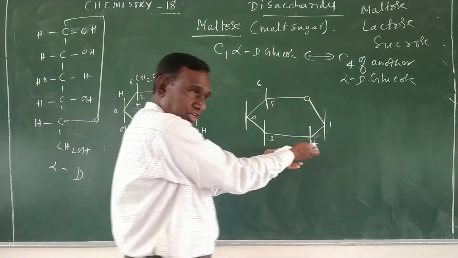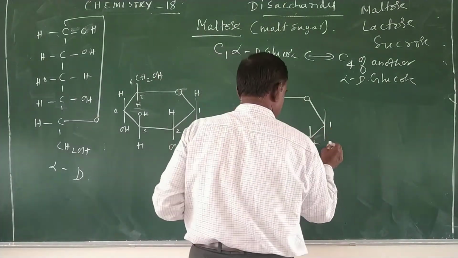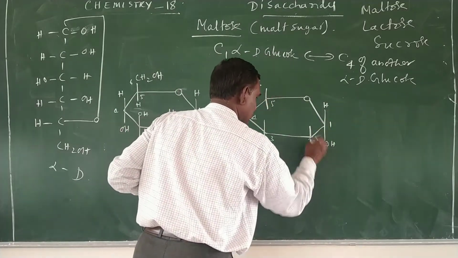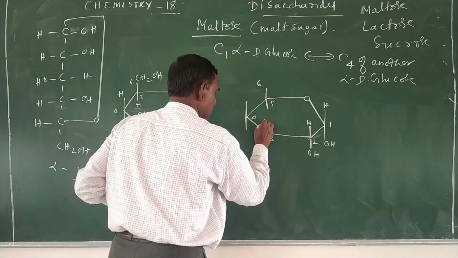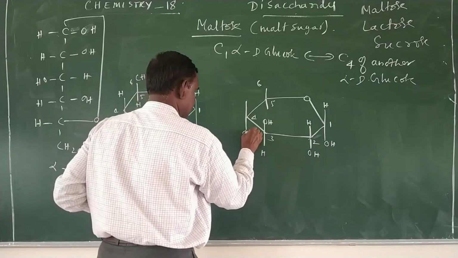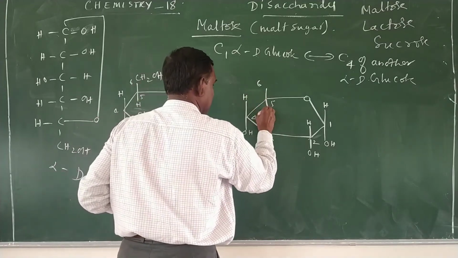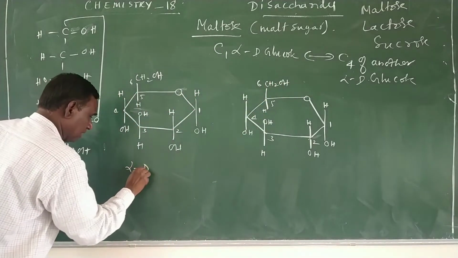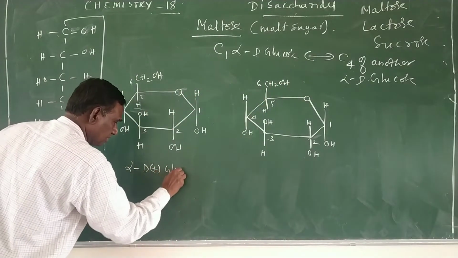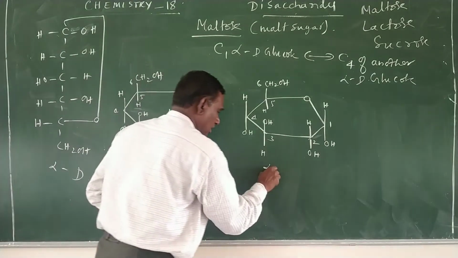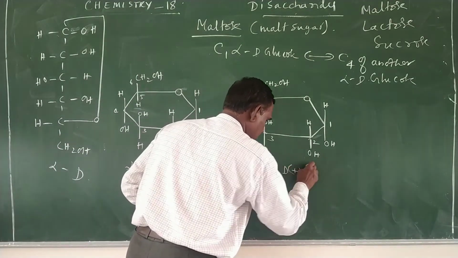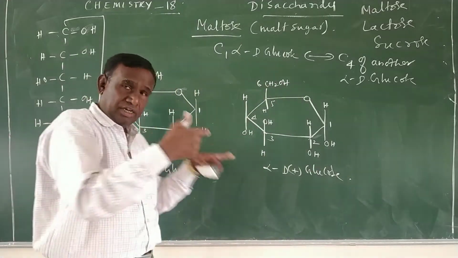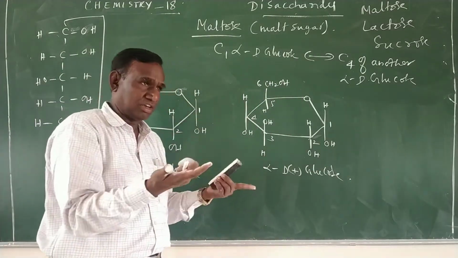Again alpha D glucose, one more. We write the same thing: OH, this is H, this is OH, this is H, OH, H and CH2OH. So this is alpha D glucose. This is also alpha D plus glucose. But both are internally linked with one oxygen atom. You see how actually.